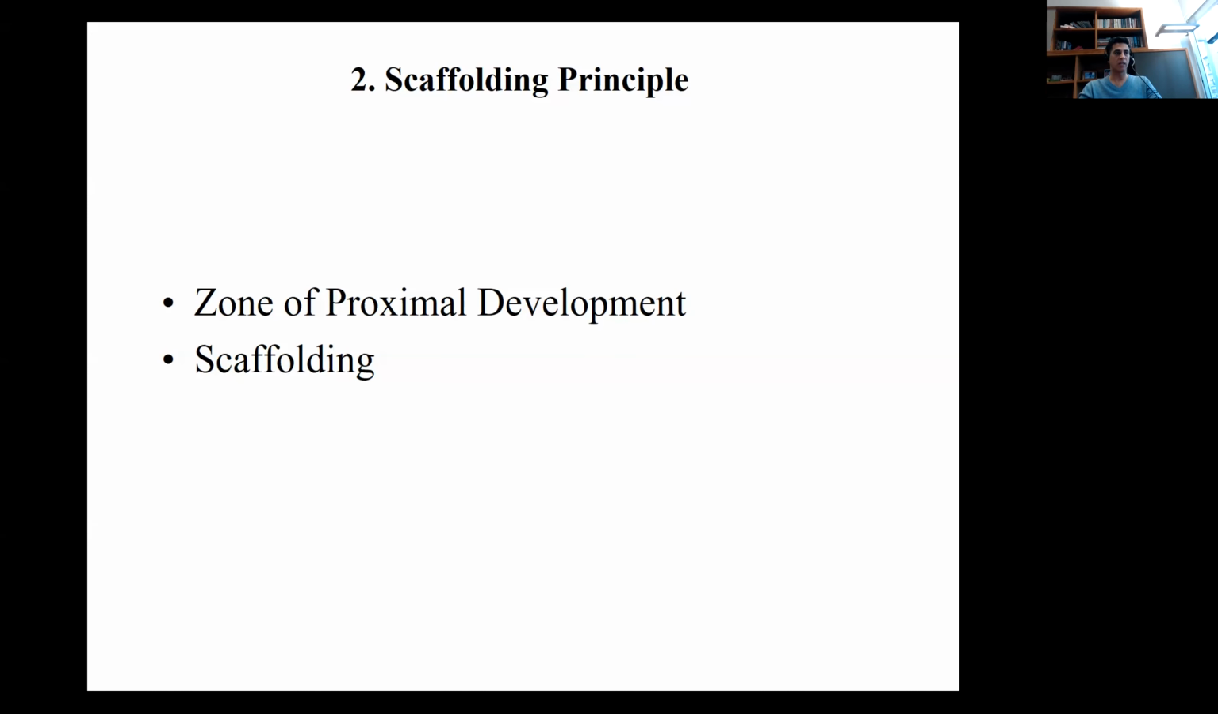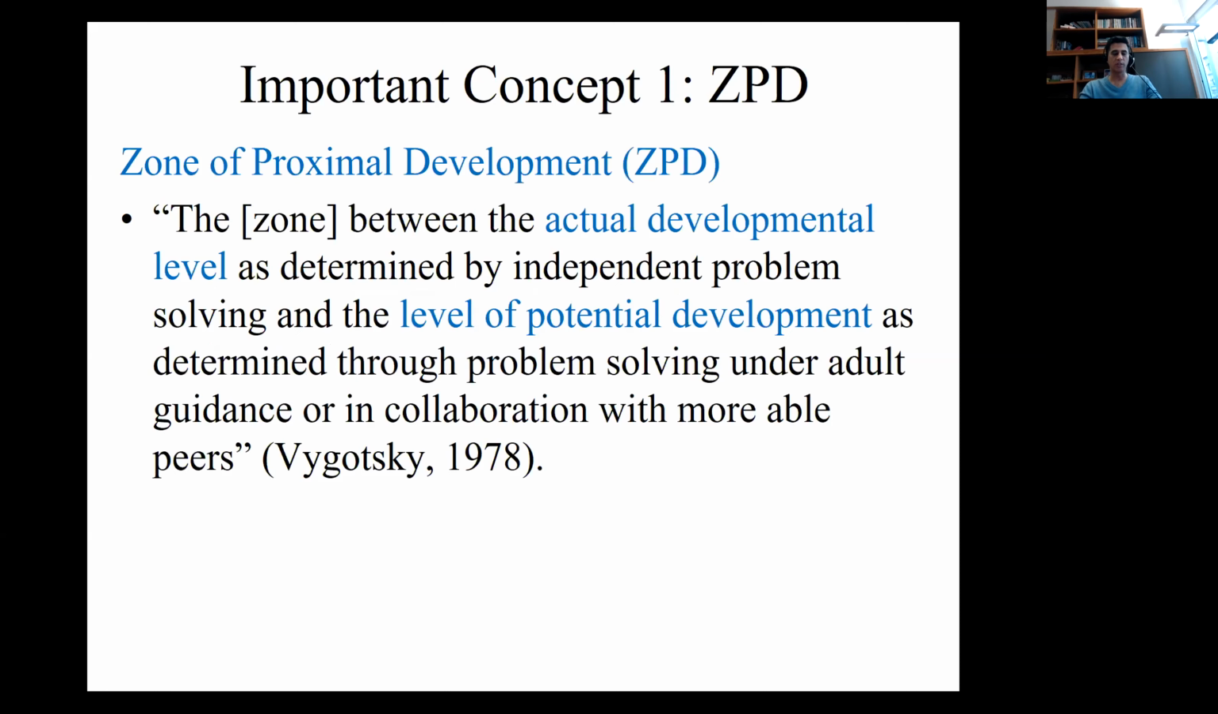And I want to just spend a couple of minutes here to talk about this. There are two concepts here. One is the zone of proximal development, and the other one is scaffolding. You probably have heard both of them, so I'll go through quickly. So what is the zone of proximal development? It's actually this hypothetical or metaphorical zone between the actual development level and the level of potential development.